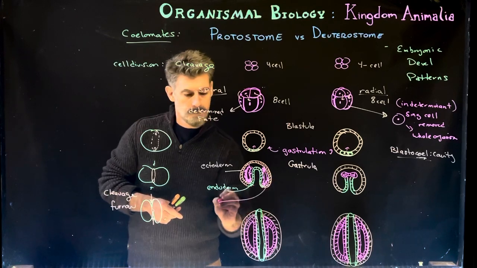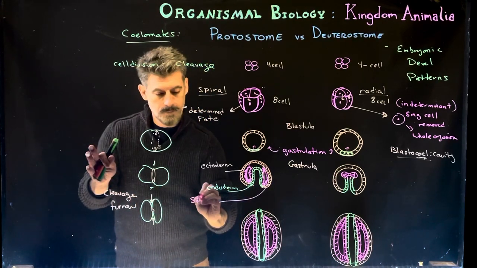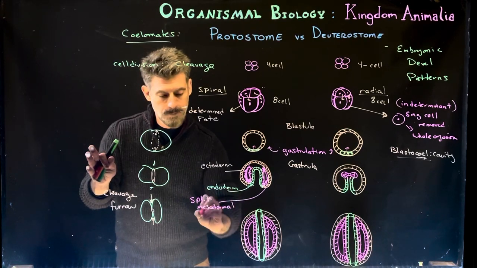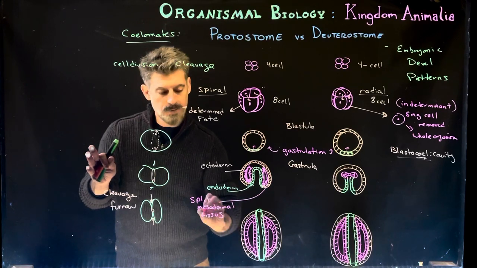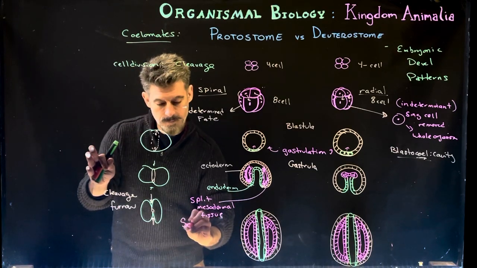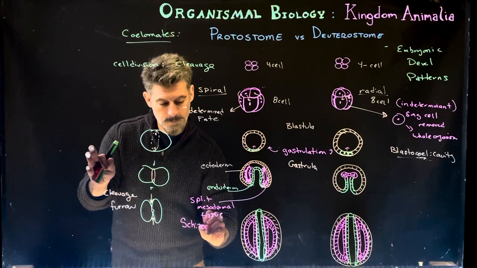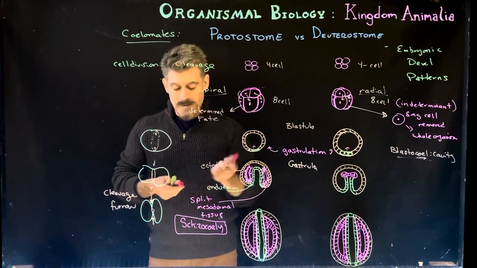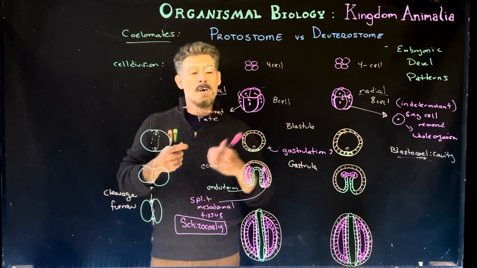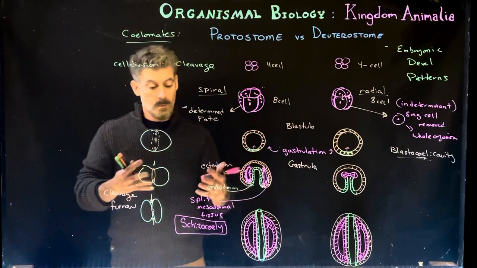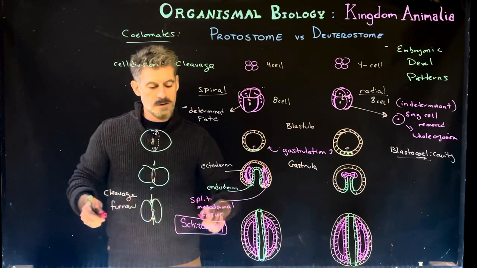So that split mesodermal tissue is referring to a process called schizocoely. So this comes back to some differences. What's the difference between a protostome and a deuterostome? Oh, protostomes have spiral cleavage. Protostomes have schizocoely. So this is kind of explaining some of these terms. What's schizocoely? Okay, so schizo means to split.